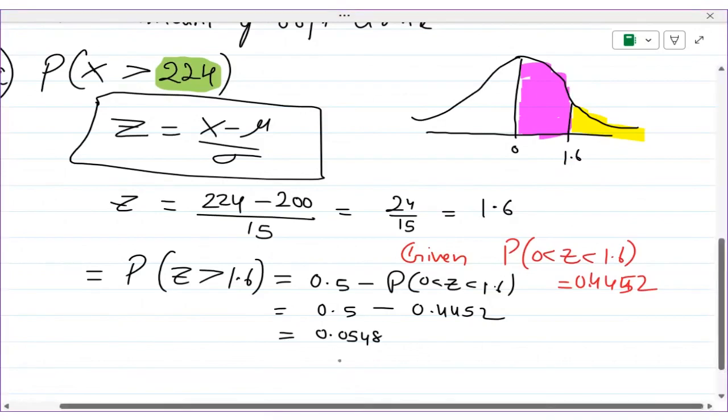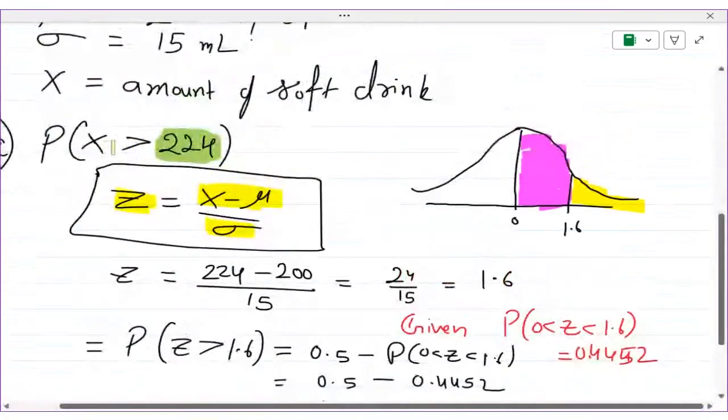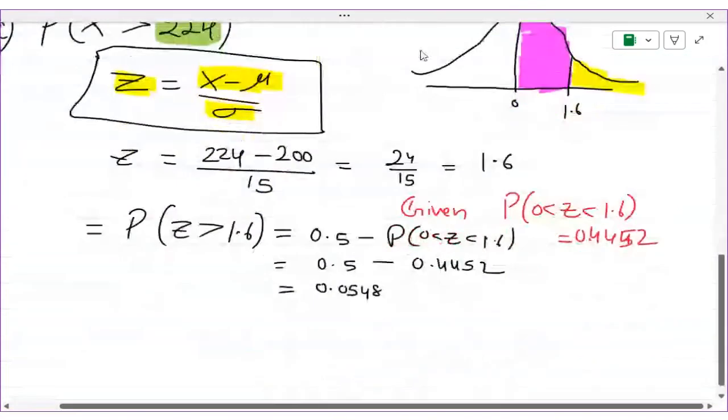Any doubt, students? Is part A clear? Every question of the normal distribution will be done like this, very simple. First we need to convert x in terms of z, an important step. But before that, we have to make sure what we have to find. Here we have to find the probability of x greater than 224, and this probability is 0.0548.